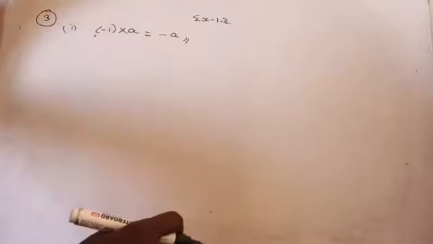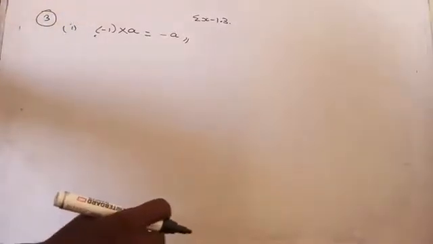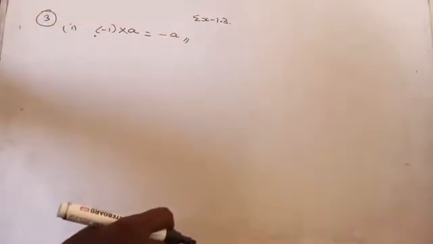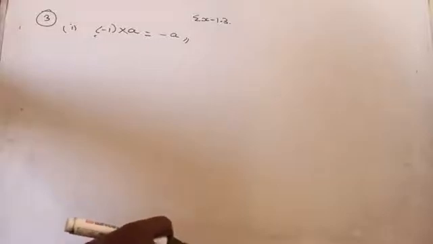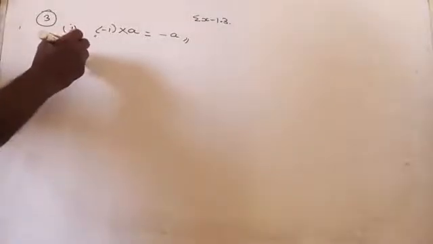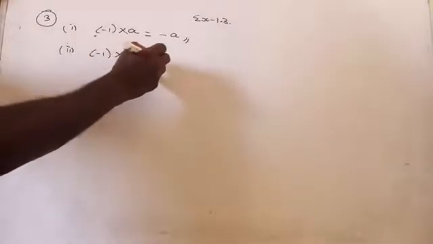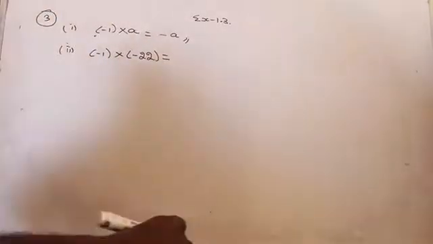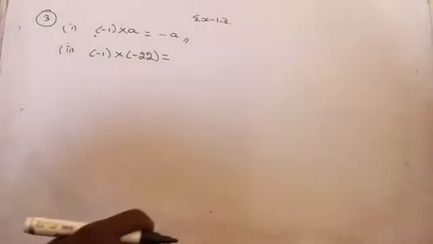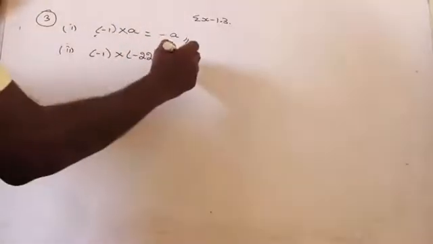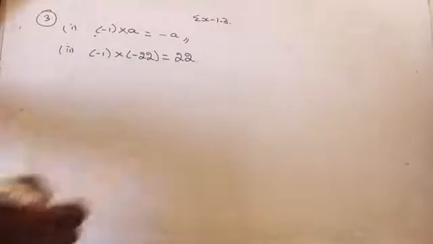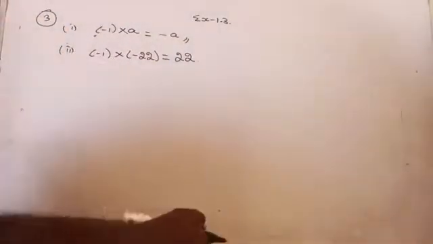Now determine the integer whose product with minus 1 is, that means second question, look at that, minus 1 into minus 22. What does it give? Yes, minus into minus is plus, 1 into 22, 22. The same number. Am I right?